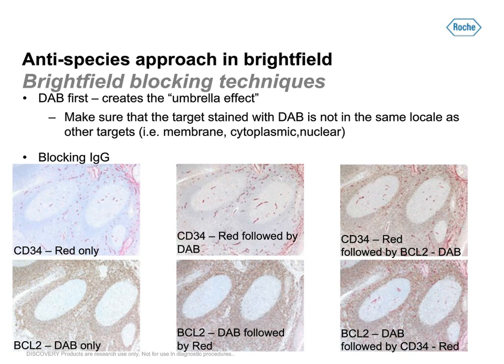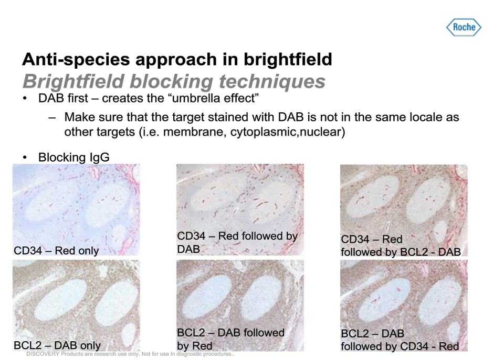And you can see here on the bottom row, when DAB is detected first, you don't have any false colocalization. So what's going on here is we have two mouse primaries, BCL2 and CD34. On the top, the red is deposited first. And on the bottom, the DAB is deposited first. And you can see here, when the red is deposited first, it fails to produce that umbrella effect.